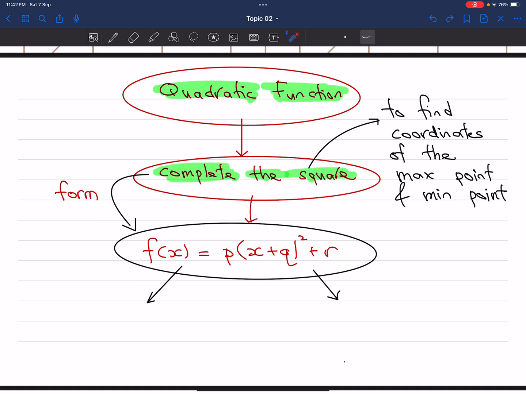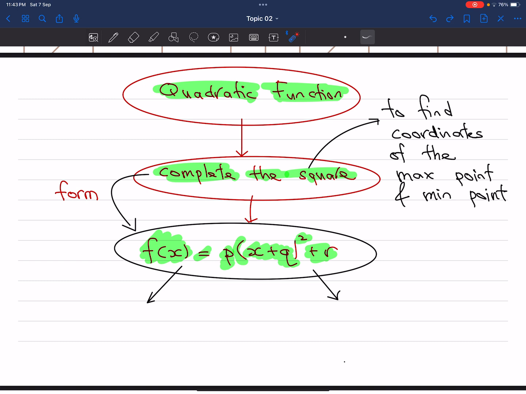The quadratic function, complete the square, is in the form of f(x) equals p, brackets, x plus q, squared, plus r. The p, q, r can be any number including fractions, and also can be positive or negative.